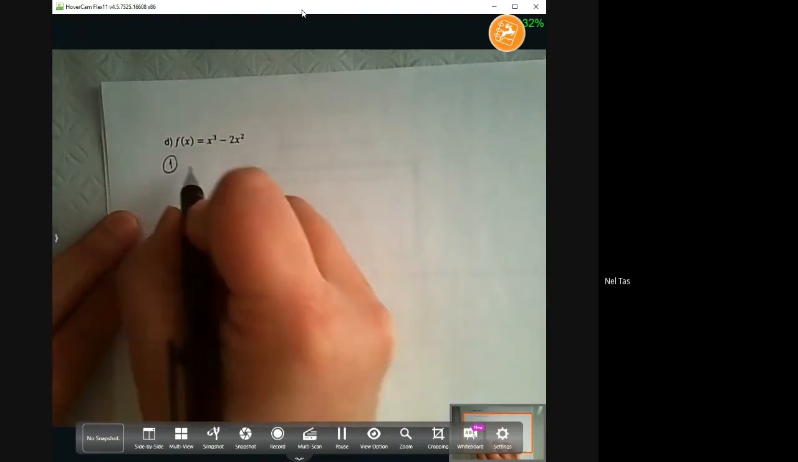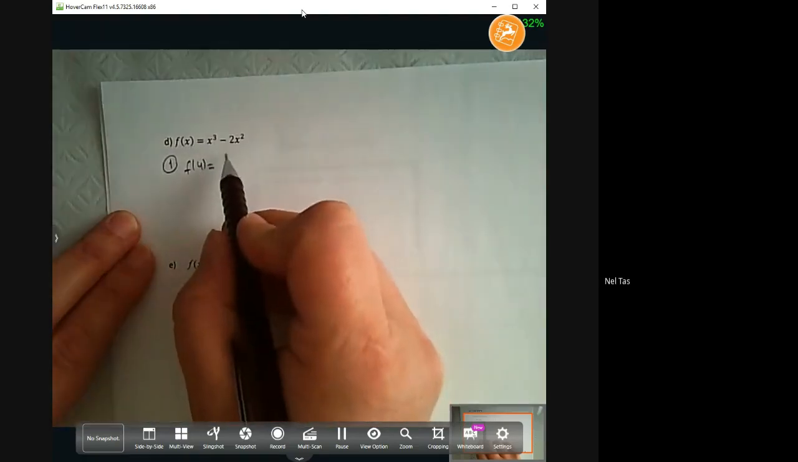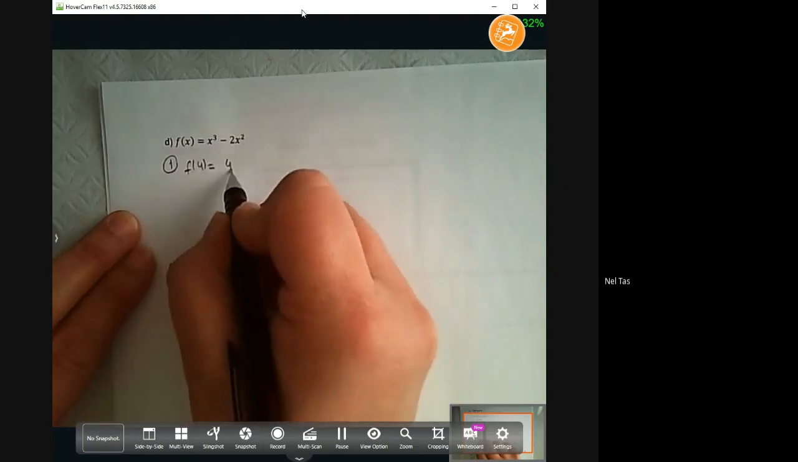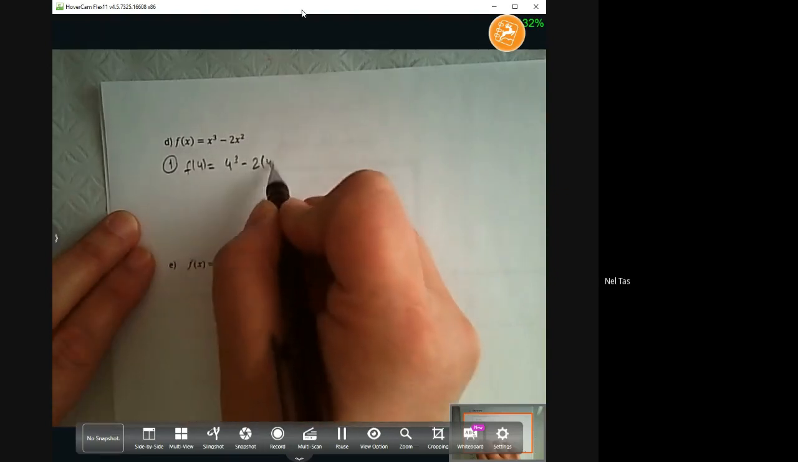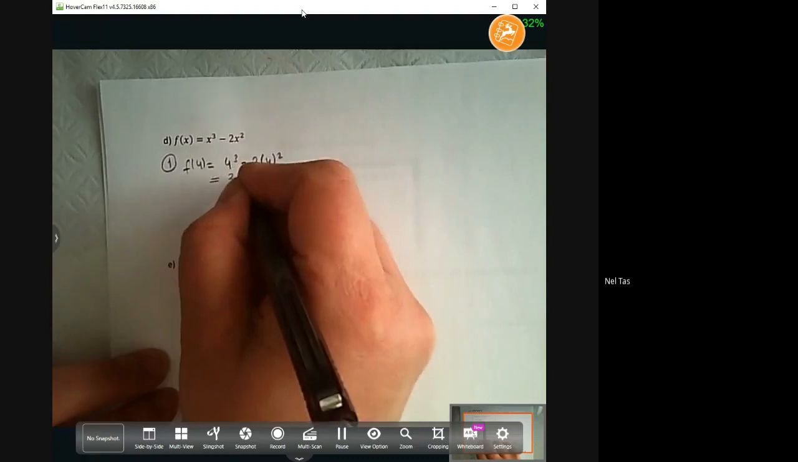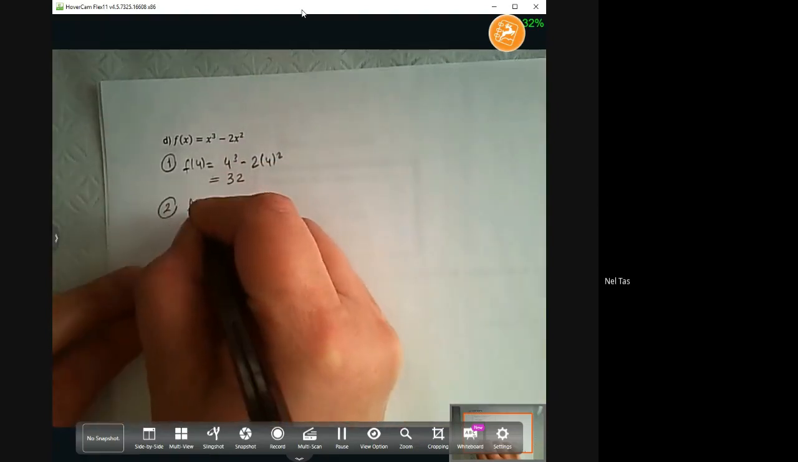Condition 1, we check if f of 4 exists. This is a polynomial, so we can just use the substitution method here. 4 cubed minus 2 times 4 squared. That is 64 minus 16 times 2, which is 32. So that gives you 32. Now we check the second condition, the limit.